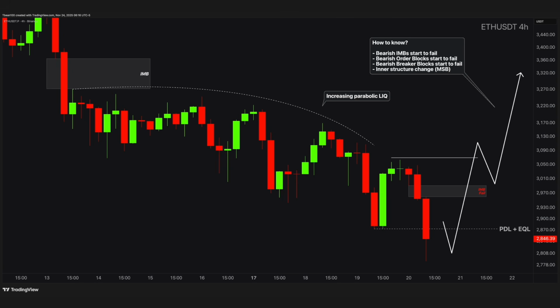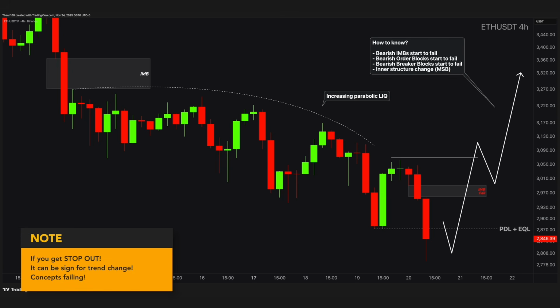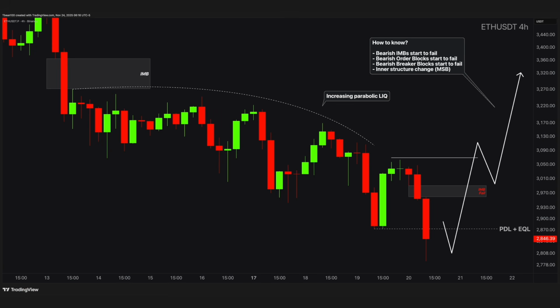Then you will see a shift in a structure with a clear market structure break. And all of that together becomes a pretty strong sign that price action may be shifting and overall trend could be turning at this point. So basically, if you get stopped out while following the existing trend, you gotta ask yourself why that happened, because most of the time it's a great sign that the trend might be getting ready to change.